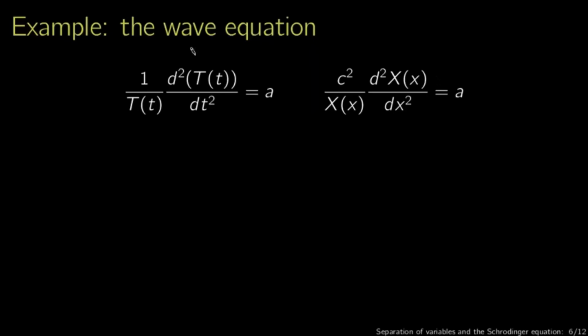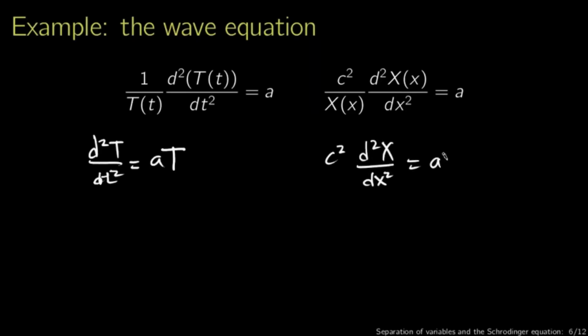This is wonderful. And we can rearrange these things to make them a little more recognizable. You've got d squared T dt squared equals a T, and c squared d squared big X dx squared equals a times big X, multiplying through by big T in this equation and big X in this equation. And these are equations that you should know how to solve. If not, you can go back to your ordinary differential equations books, and solutions to ordinary differential equations like this are very commonly studied.